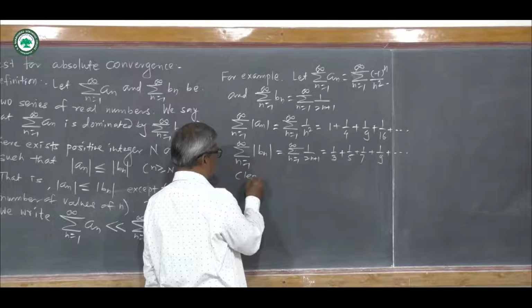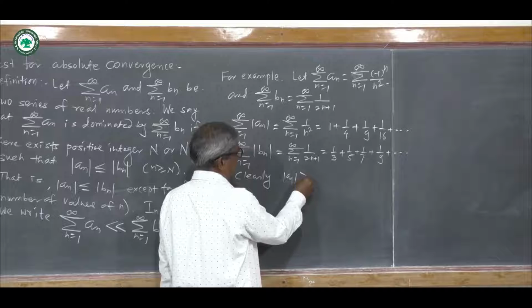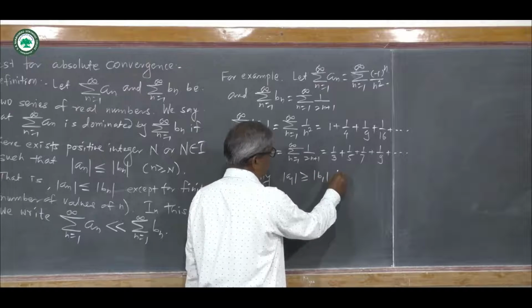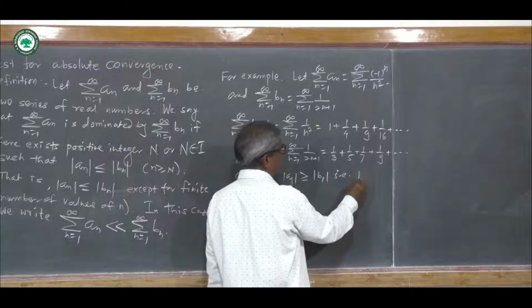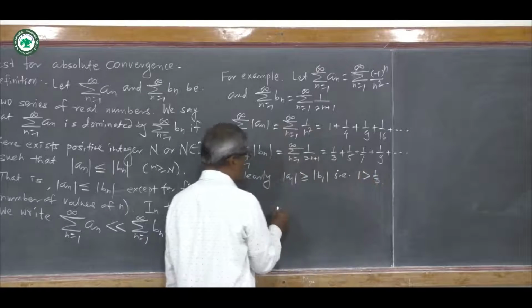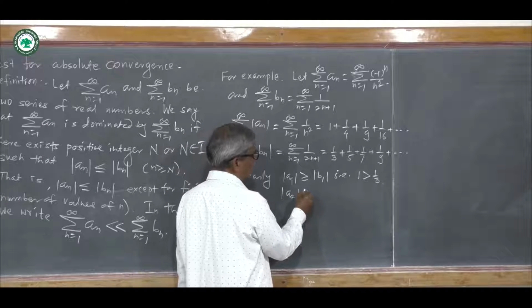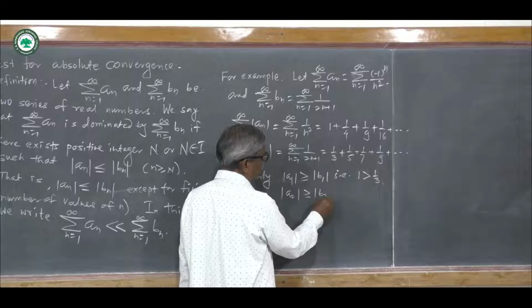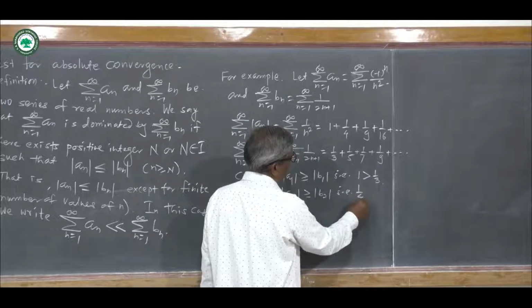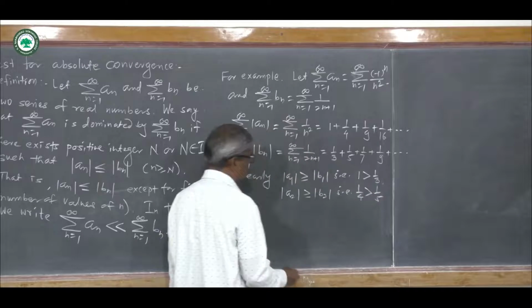Clearly, mod a_1 is greater than or equal to mod b_1, that is 1 is greater than 1 by 3. Mod a_2 is also greater than or equal to mod b_2, that is 1 by 4 is greater than 1 by 5.